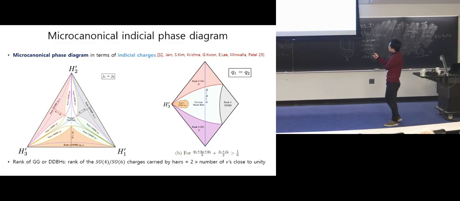And we can compute the entropy of our proposed hairy black holes, like dual-dressed black holes or gray galaxies. Using that, we can draw the microcanonical phase diagram in terms of initial charges. This diagram is drawn at fixed angular momentum. So if Q1 and Q2 are much larger than Q3, then it is given by the dual-dressed black holes having Q1 and Q2 by large D3 branes, and so on.